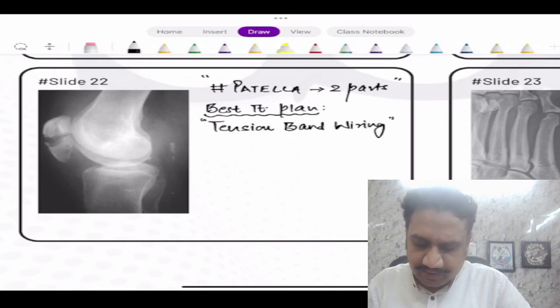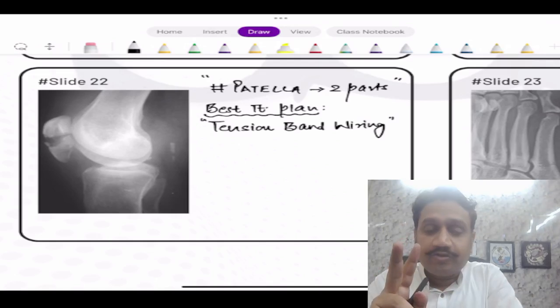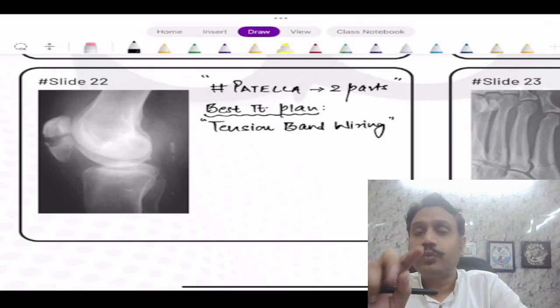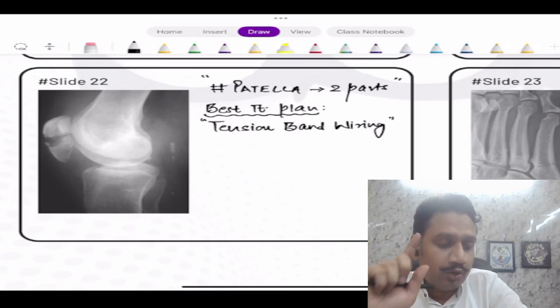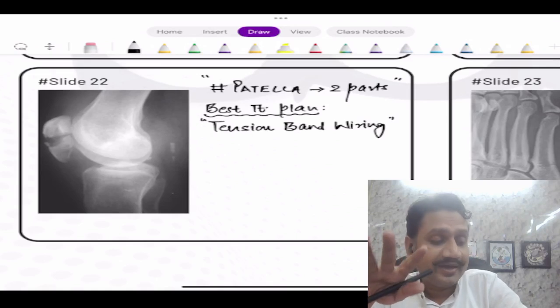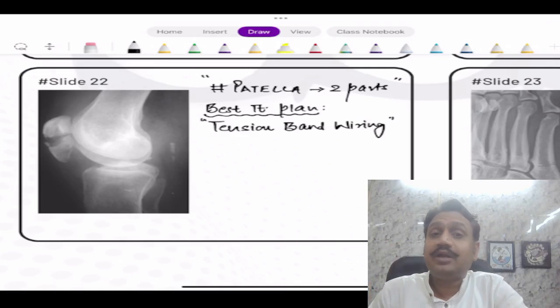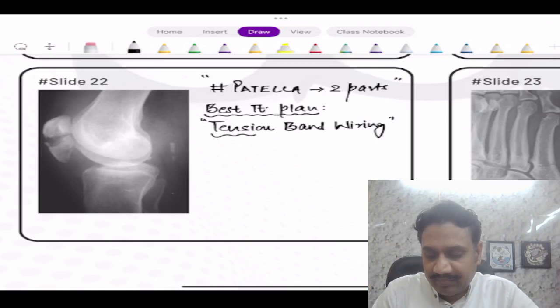What exactly is that tension band wiring? You remember? Yes, it is patella fracture, two-part fracture of patella, and it always requires surgery. You cannot conserve it. Not only K-wire, happy coffee pot. So K-wire is not the only thing which you will apply. Along with the K-wire, you'll have to apply the stainless steel wire also, right? And that is why you call it tension band wiring.